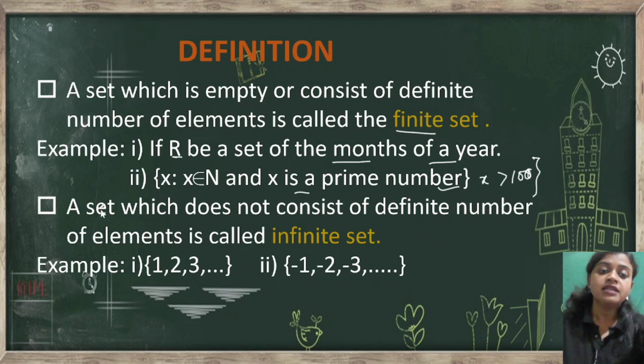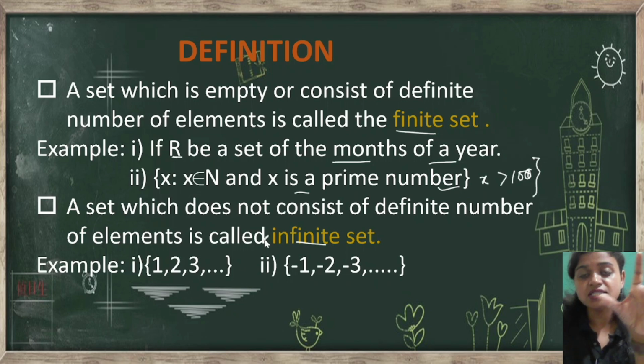Next, a set which does not consist of a definite number of elements is called an infinite set. Infinite set means we cannot count them, we cannot guess how many objects, how many animals, how many people there are. We frequently say there is an infinite number of students, an infinite number of people. We cannot count, we cannot guess how many objects or things there are. In this sense we use infinite. So when a set does not consist of a definite number of elements, we will say it is an infinite set.